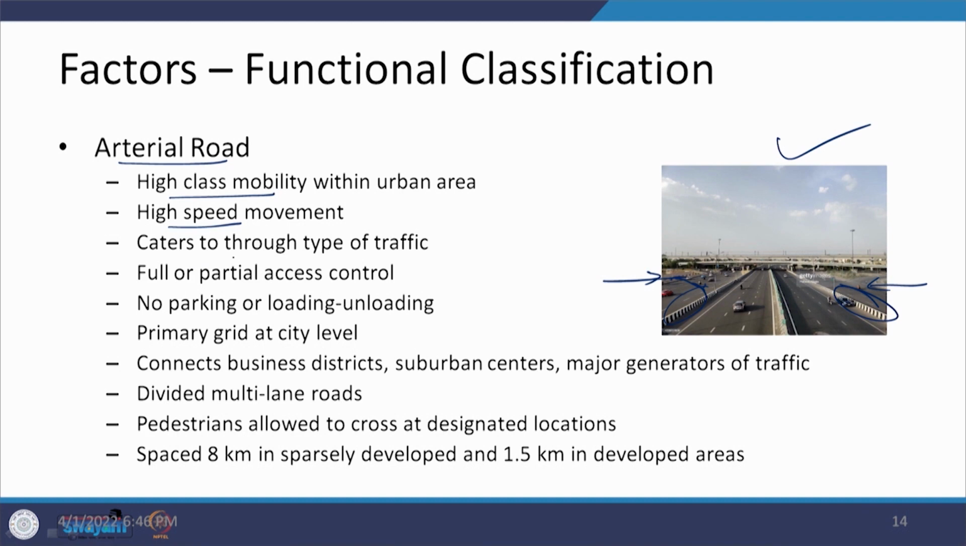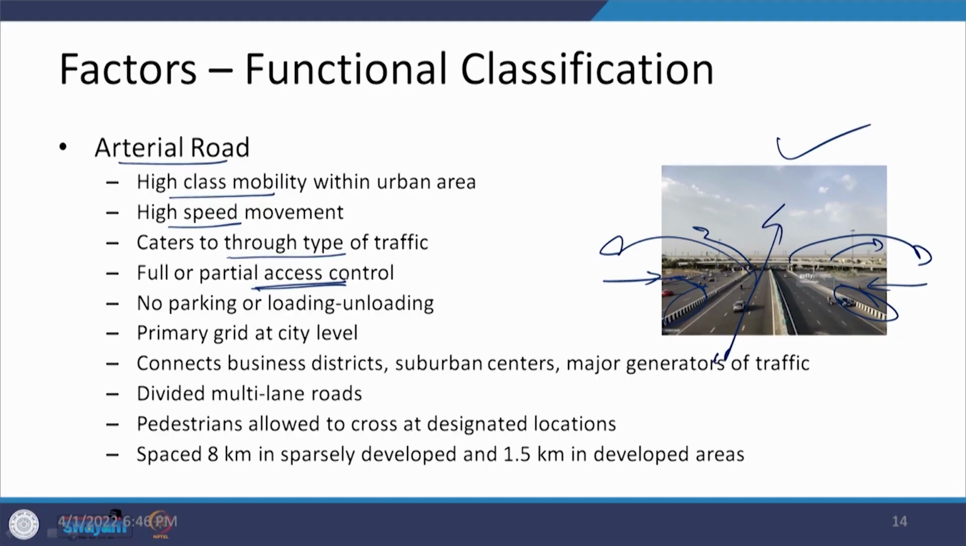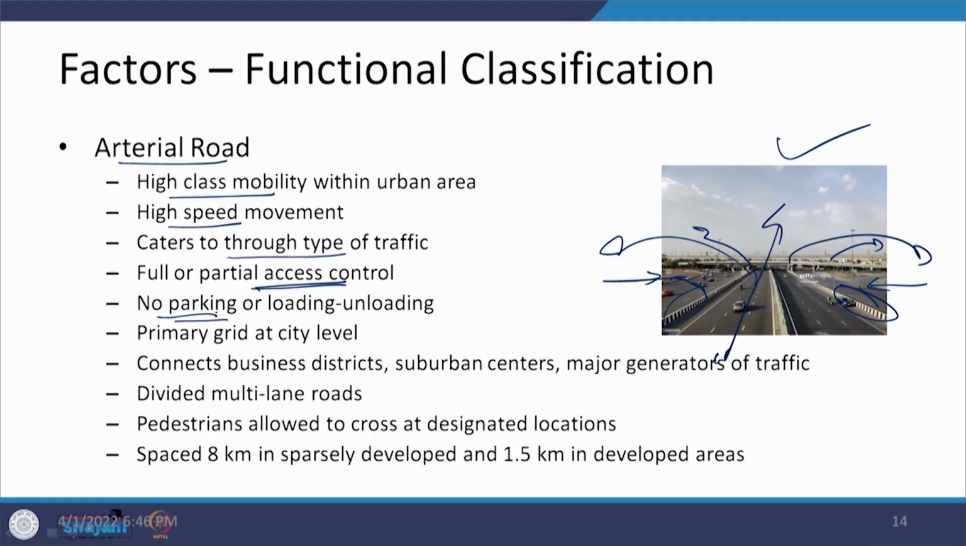These are expected to connect the various spaces, and they carry through traffic, because the traffic moving on this road may not have an immediate concern with the type of development on these sides. If they have an immediate concern, then there will be a point from where the traffic can get out of or into this system, and that is where access control comes in. This can be full or partial, in the sense that there can be no parking or no loading and unloading allowed on these roads. That is what we are talking about here.